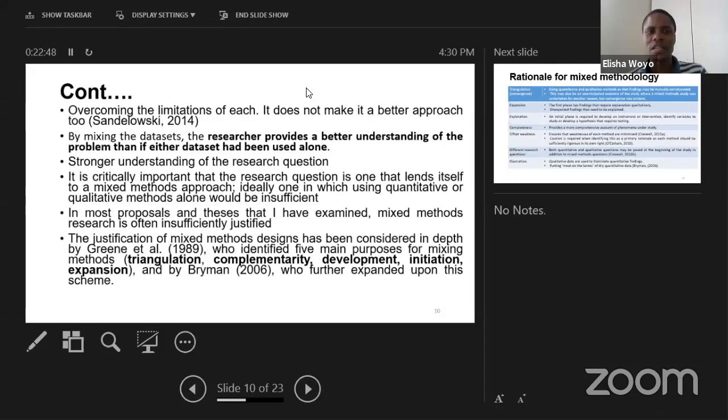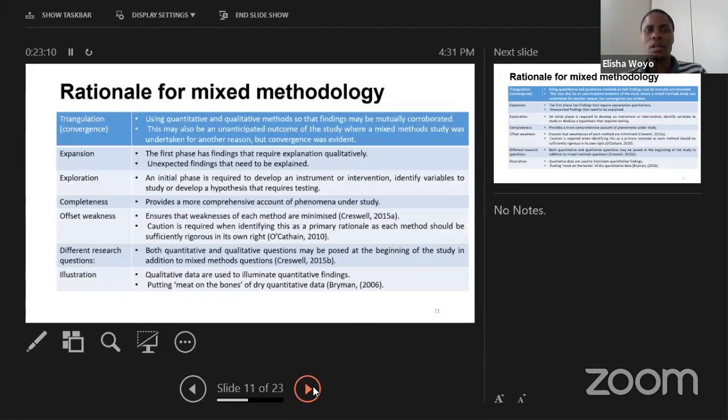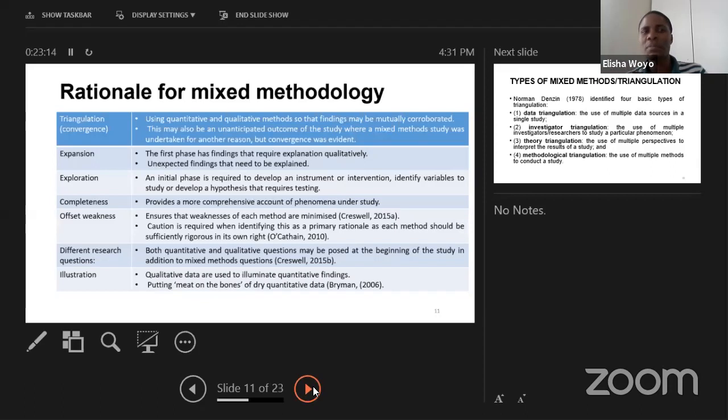Going further in this discussion, it is also important to note that there are many rationales for using a mixed method. Some scholars have talked about triangulation, complementing methodologies, the issues of development, initiation and expansion. And it is this framework that we are talking about. I'm sure Dr. Mary would come in there and try to unpack further the aspect of triangulation and the rest. So you would find the rationale of using a mixed methodology.